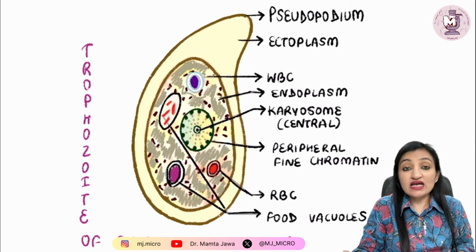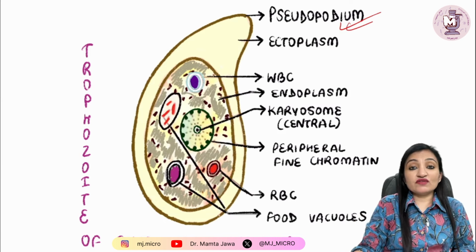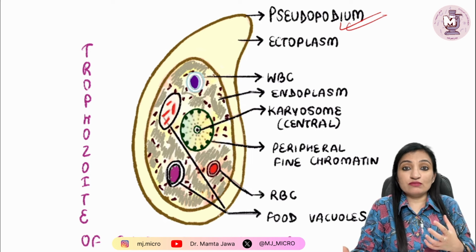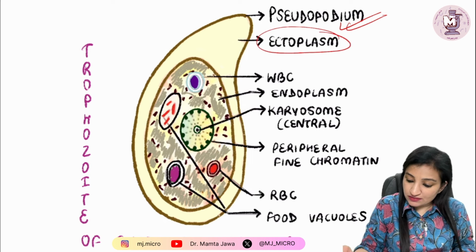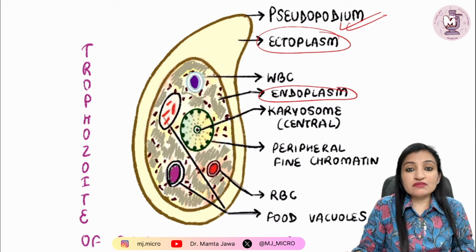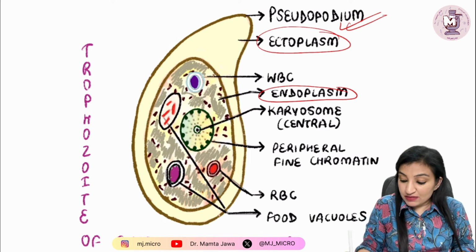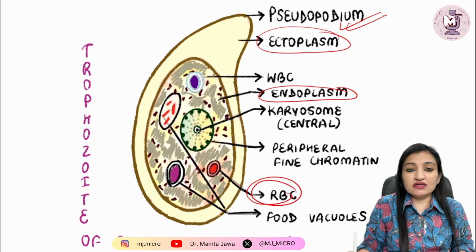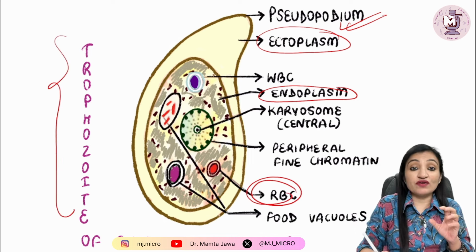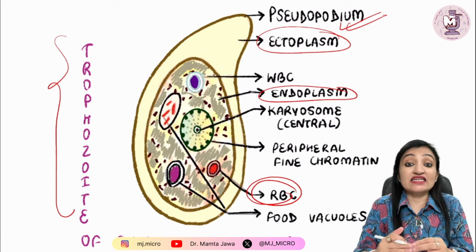This is the trophozoite. So the pseudopodia is extension of the cell membrane which is helpful in motility. So this is the ectoplasm, and then we have got the endoplasm. Endoplasm is granular. ठीक है, RBC मैंने यहाँ पे draw किया है. Remember, this trophozoite is said to be hematophagous, because it ingests RBCs.